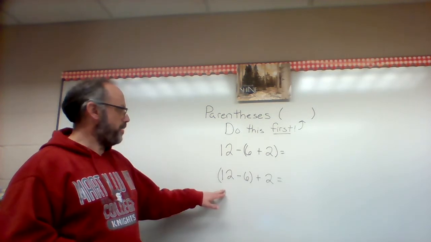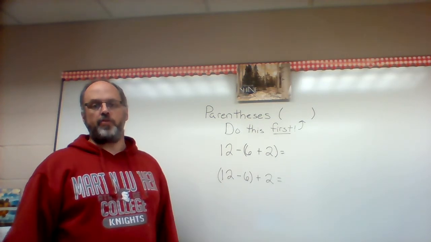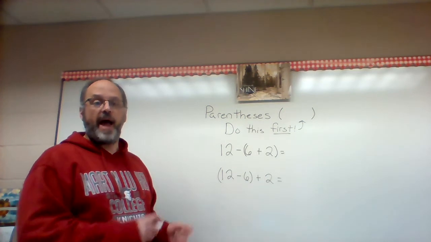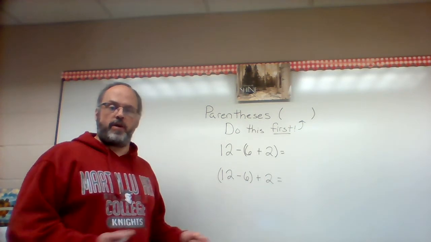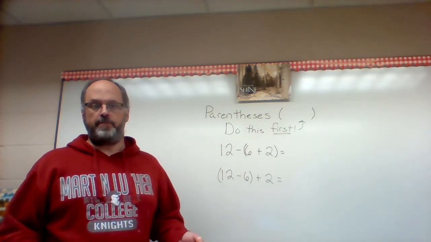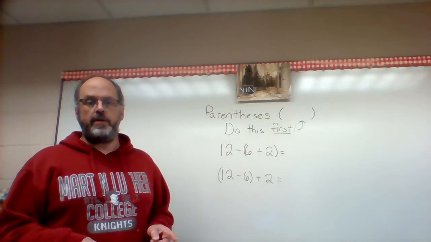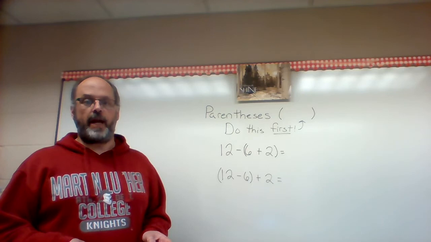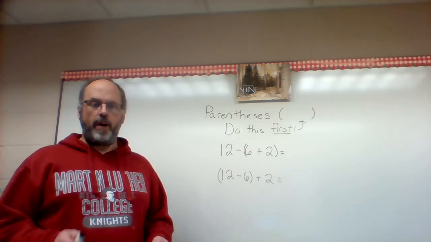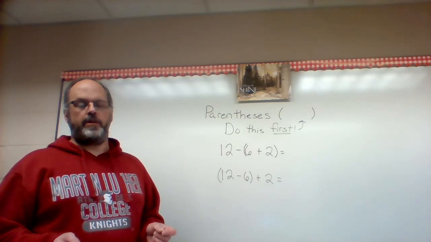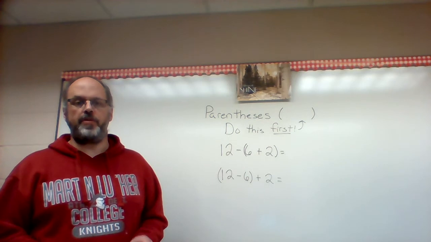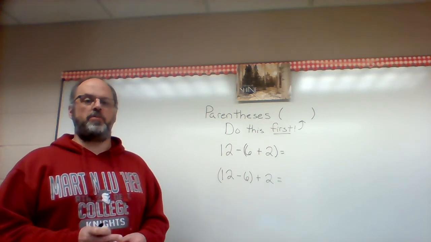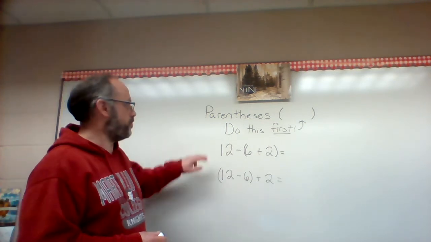In the second problem, there's parentheses around the 12 minus 6. They want us to do that first, and then whatever that answer is, add 2 to it. And as we'll see, when you do these problems, we're going to come up with different answers. And so that's why it's really important that you pay attention. If those parentheses are there, they want you to do what's in parentheses first. So let's do the first problem here.